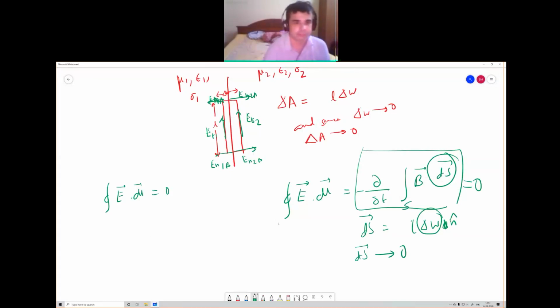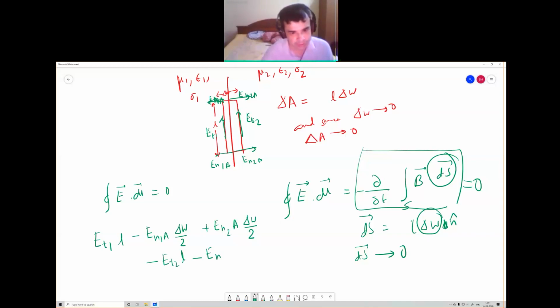Now let us see this E dl a little bit here. This is equal to Et1 times L, minus EN1 times delta W by 2, plus EN2A delta W by 2, minus Et2 L, minus EN2B delta W by 2, plus EN1B delta W by 2, that is 0.